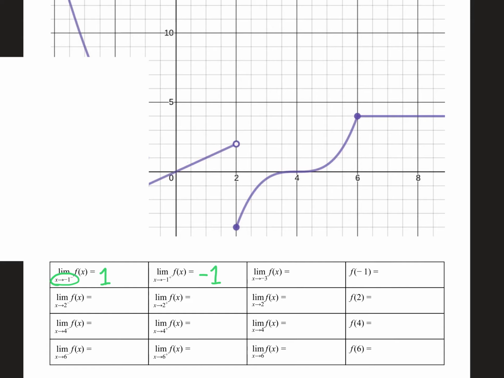And then, sorry, I forgot to change that one. That should be -1 again right here. So as x approaches -1 from both the left and the right.